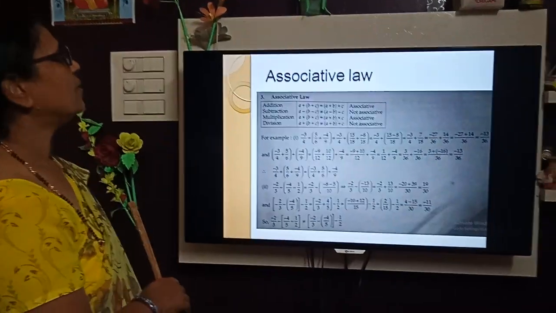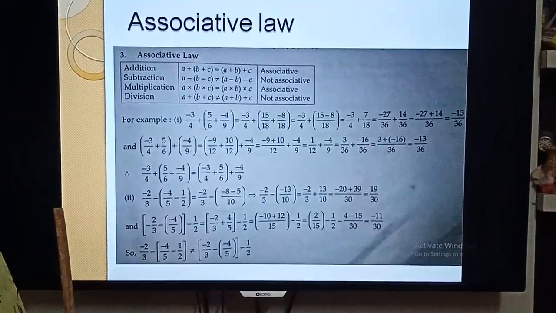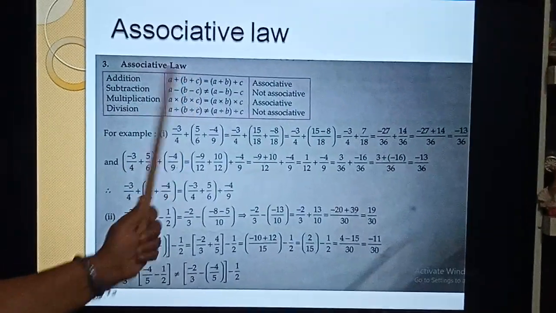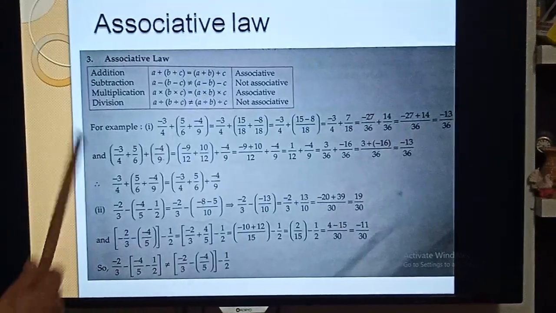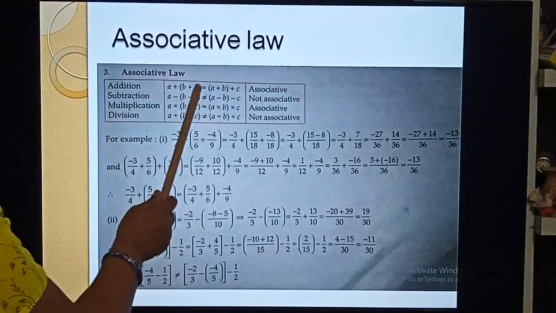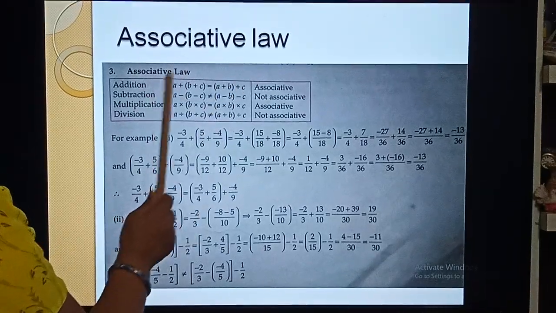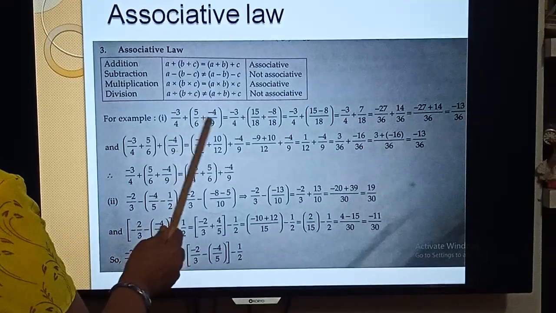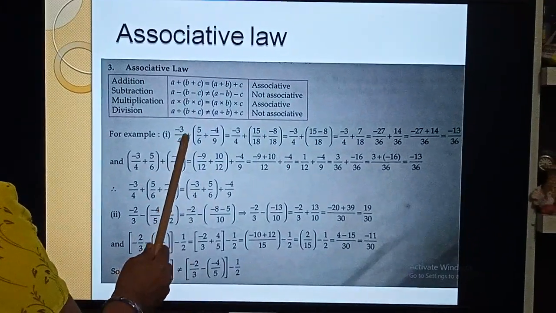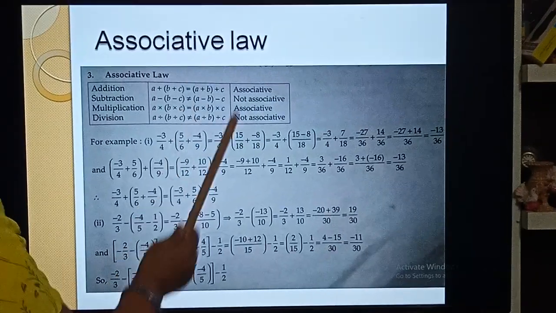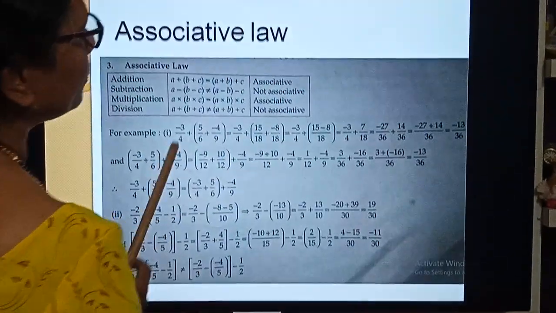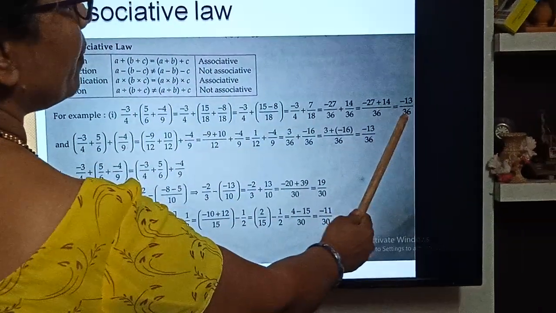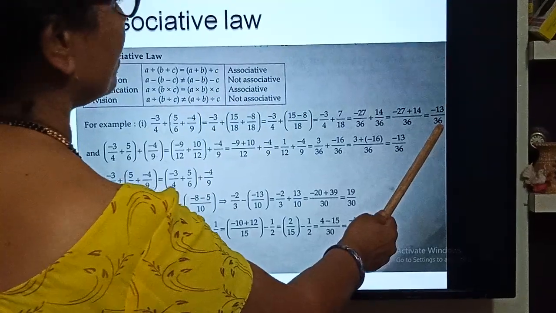Now let's come to the associative law. For associative law, we need three numbers, right? So here A, B and C are any three rational numbers. Let us see whether A plus B plus C is equal to A plus B plus C with different grouping for rational numbers. So here, for example, three rational numbers I have taken: minus 3 by 4 plus 5 by 6 plus minus 4 by 9. On simplification, what will I get? At the end, minus 13 by 30.